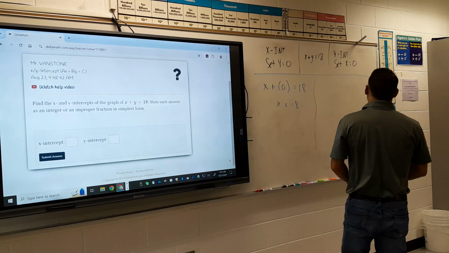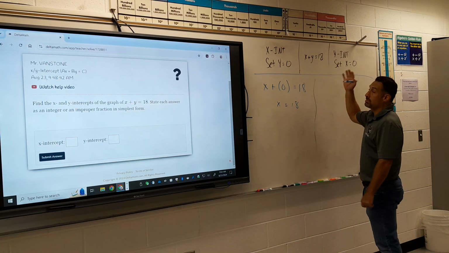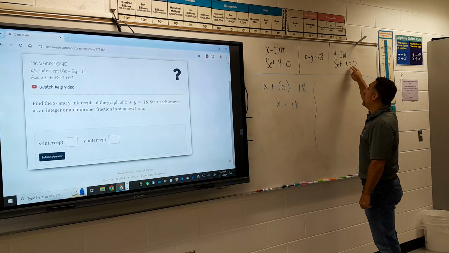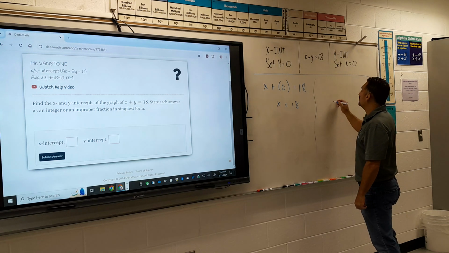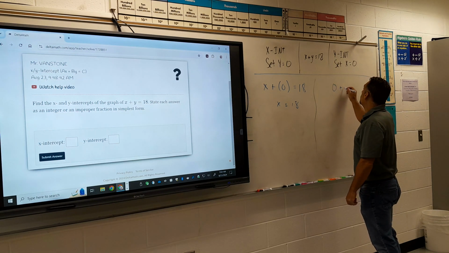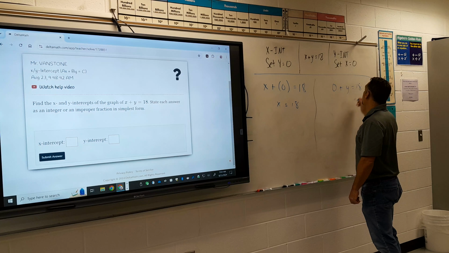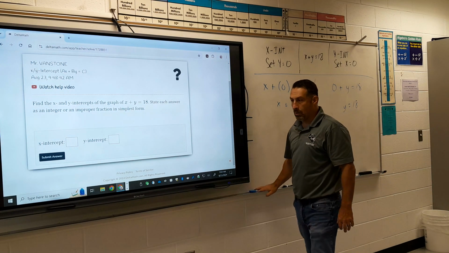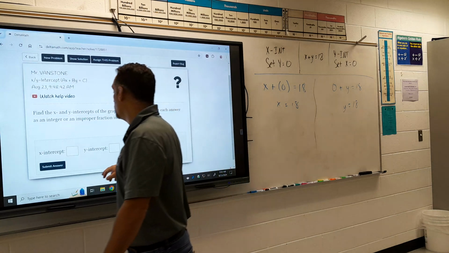Let's go over here. Some of these require a little bit. This one's easy enough that I don't think it will. Set x equal to 0. So 0 plus y equals 18. This one is the easiest they get. You don't have to really do a whole lot of work. So we got lucky on the draw.